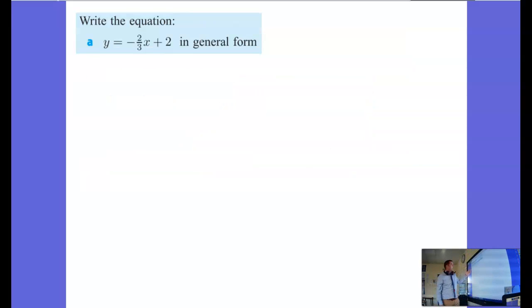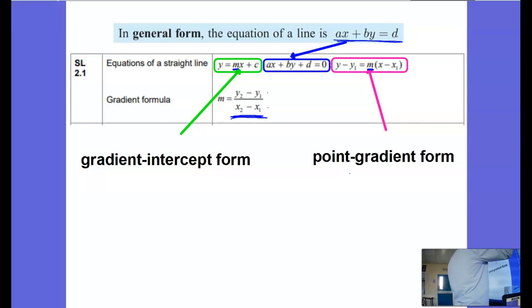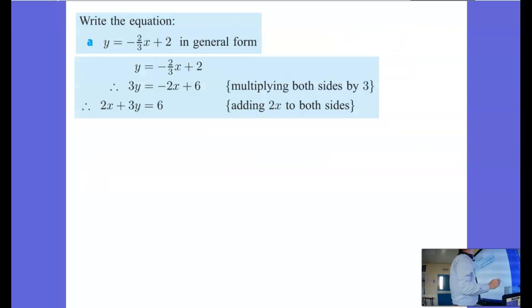Okay, here we have an equation that is in gradient intercept form, y equals mx plus c. And we want to turn it into the general form. Well, this is just rearranging. I know that the general form is ax plus by equals d. And therefore, I'm going to multiply by 3 so that I haven't got a fraction here. Then I'm going to add 2x to both sides. So when I multiply by 3, I get 3y equals minus 2x plus 6. Multiply everything by 3. And then I can rearrange this, add the 2x, and I get 2x plus 3y equals 6. We're looking for integers here. We want it as whole numbers.